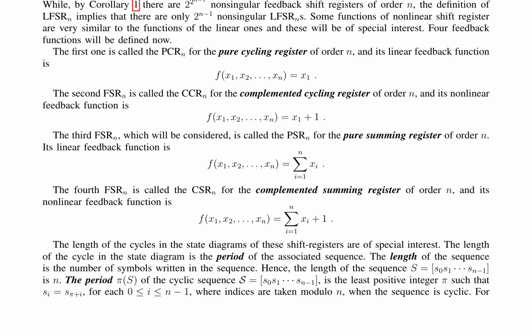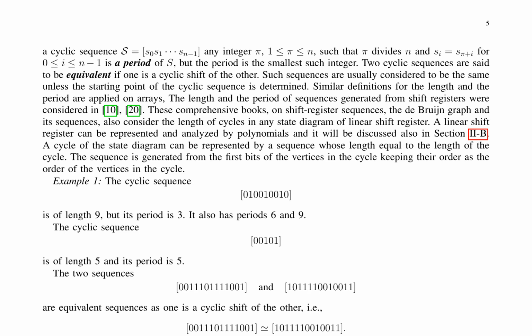A cyclic sequence S of length n is defined as a sequence where, for any integer π dividing n, s_i = s_{π+i} for 0 ≤ i ≤ n-1 gives a period of S, with the period being the smallest such integer. Two cyclic sequences are considered equivalent if one is a cyclic shift of the other. Previous works, including comprehensive books on shift register sequences and the de Bruijn graph, have studied the length and period of sequences generated from shift registers.